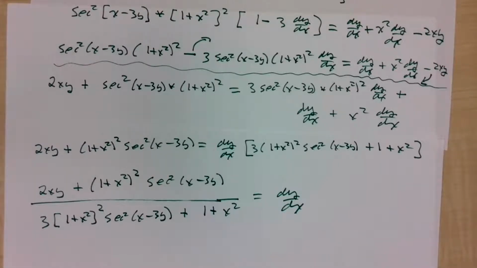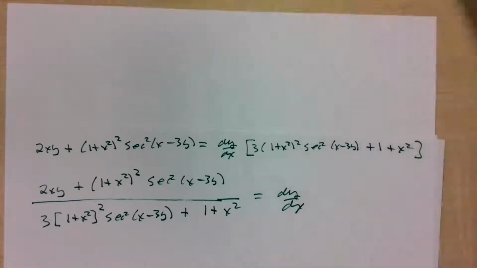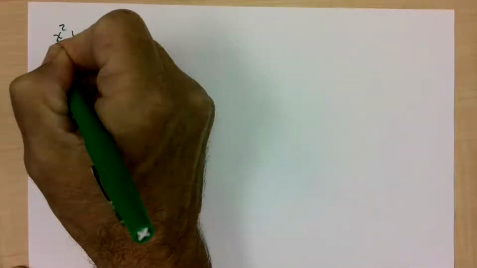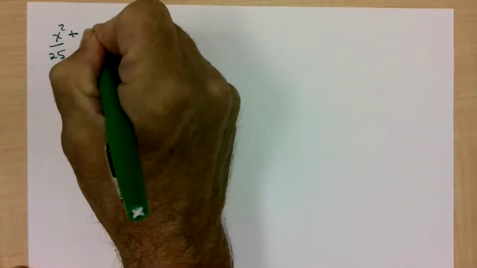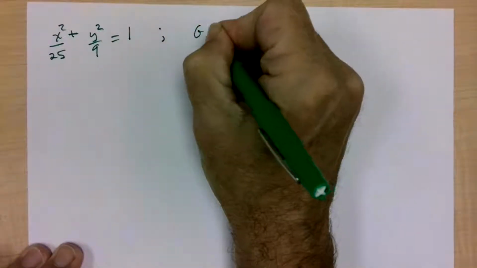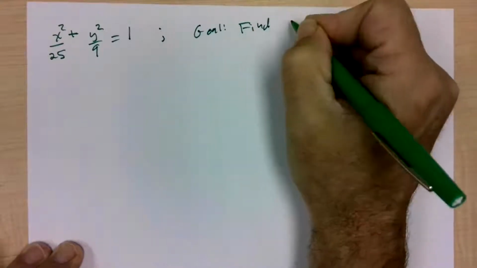We're going to continue our discussion on implicit derivatives, and we'll take a look at a second order implicit derivative. So this time, we are given x squared over 25 plus y squared over 9 equals 1. And our goal is to find the second order partial derivative.